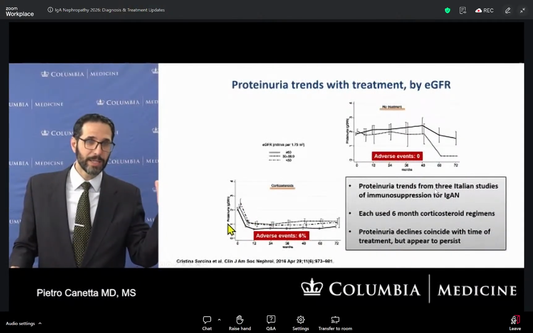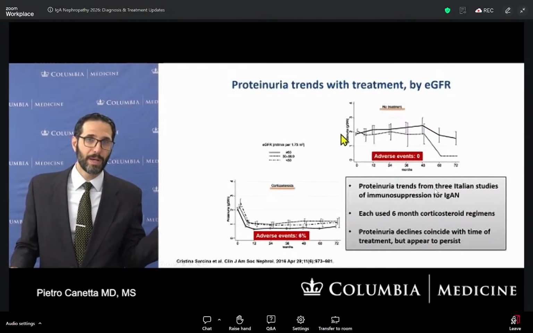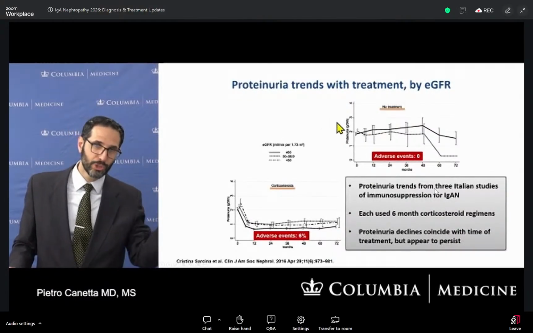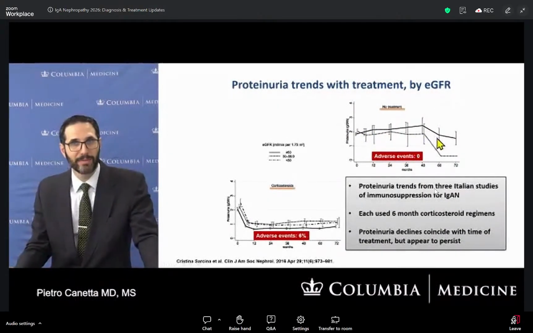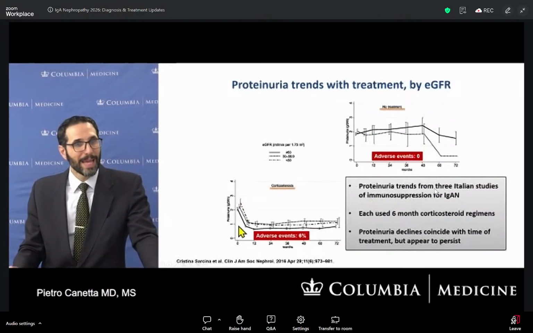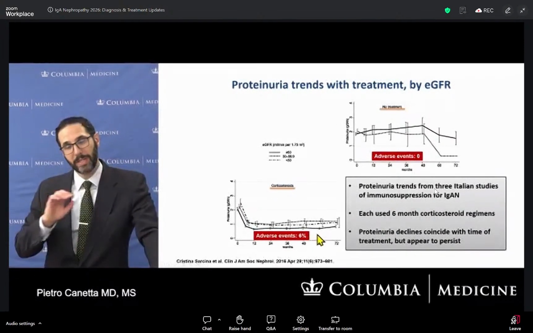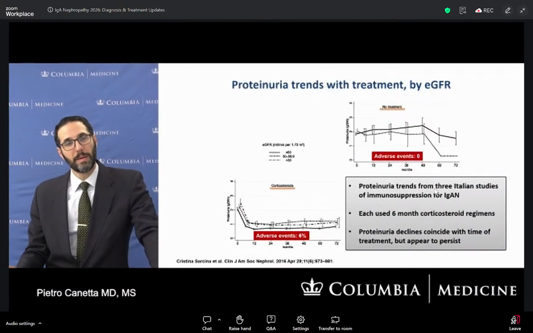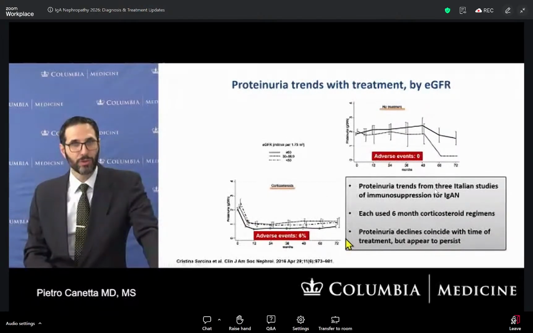And here in these Italian studies, the benefit is maintained through 72 months, whereas in the placebo or no treatment or control groups, depending on how they were defined, your proteinuria goes up and down, but kind of doesn't change. So you get the benefit up front, but there does seem to be this effect, not seen in all studies to be clear, but in some studies, where you get this prolonged benefit from the treatment.